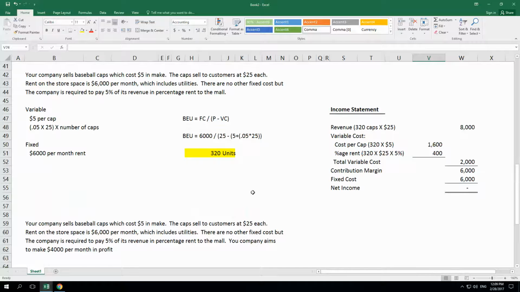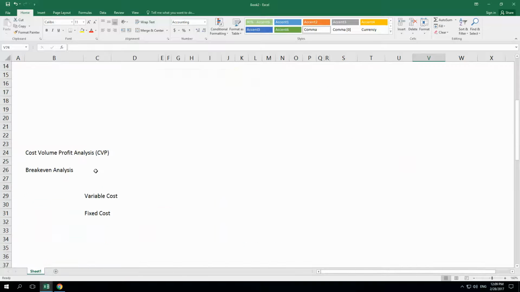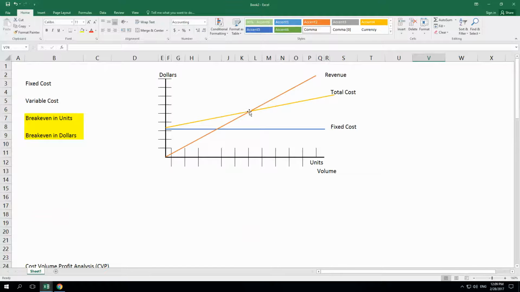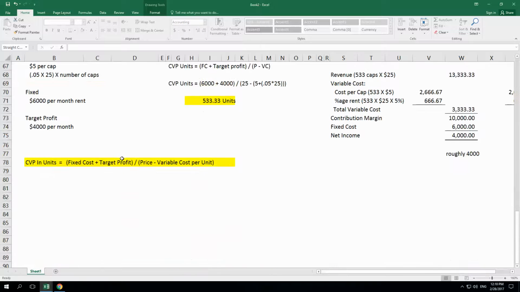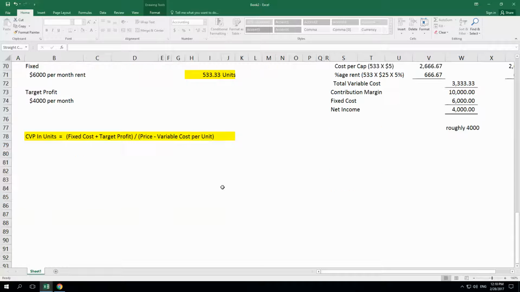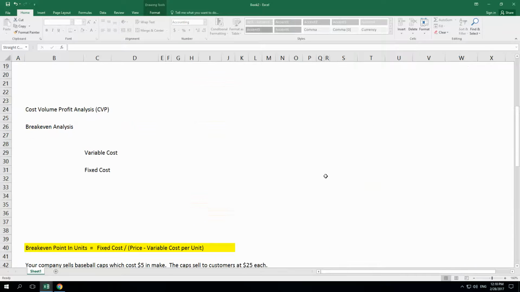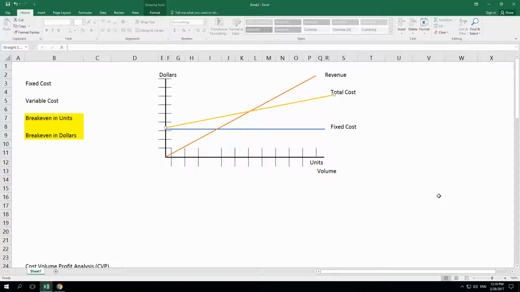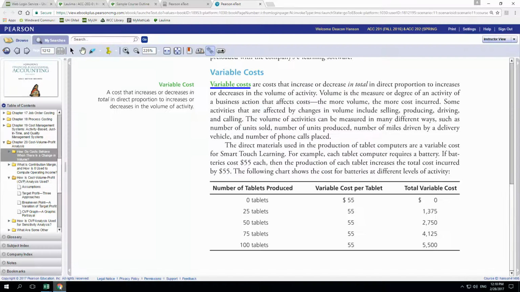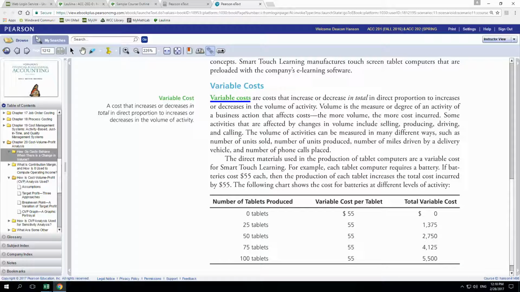Two things to remember here. Break even, right, in units, and then our cost volume profit, CVP, in units. Yeah? Okay. So if you do have a profit, it's going to be showing up in this triangle. I think our book gives us a good graph too. Let's see what our book says.